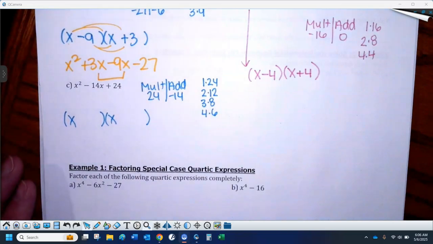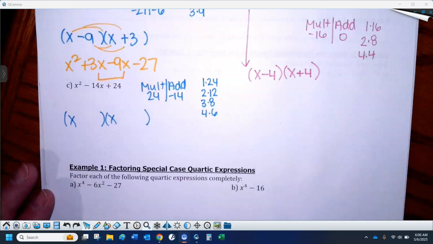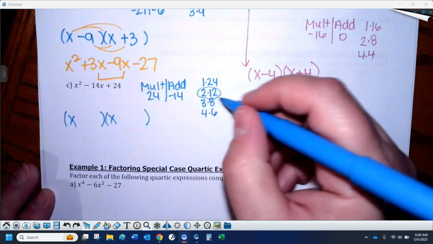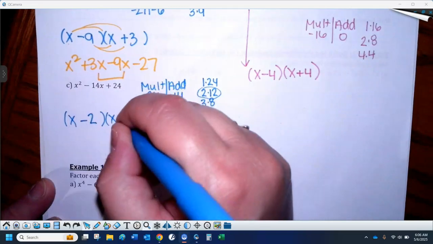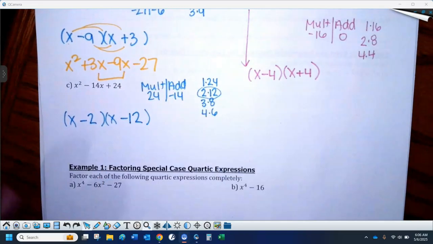And then let's see what combination we're going to use here. We've got to use the 2 and the 12. I can make that add up to negative 14 if I use negative 2 and negative 12. So both multiplied together, that's positive 24, but if we add it together, we'd have negative 14x in the middle. Okay, so those are quadratics.